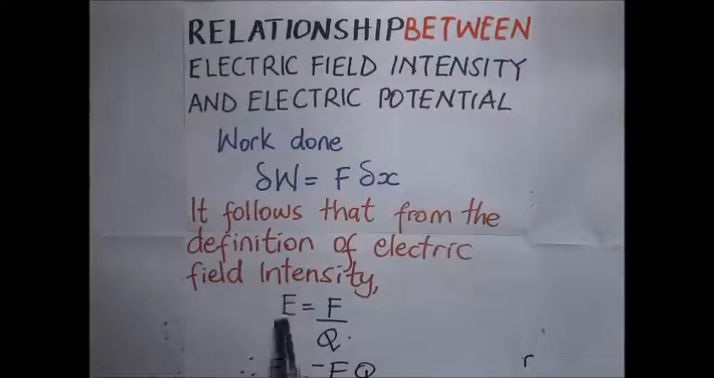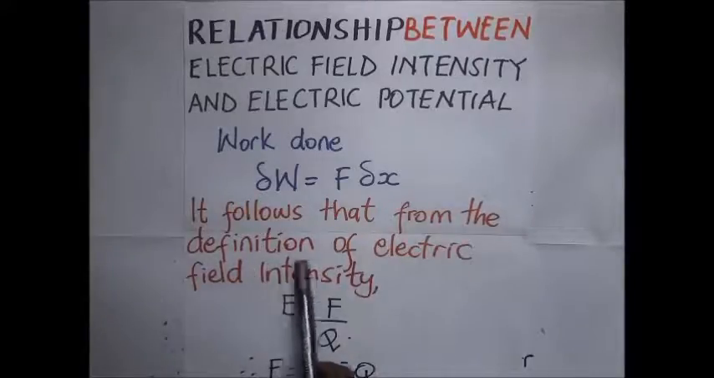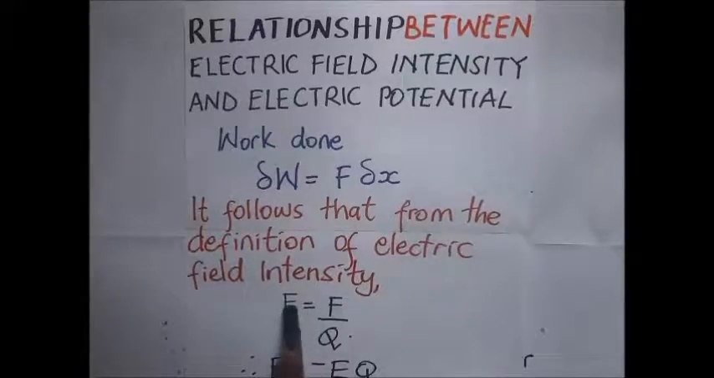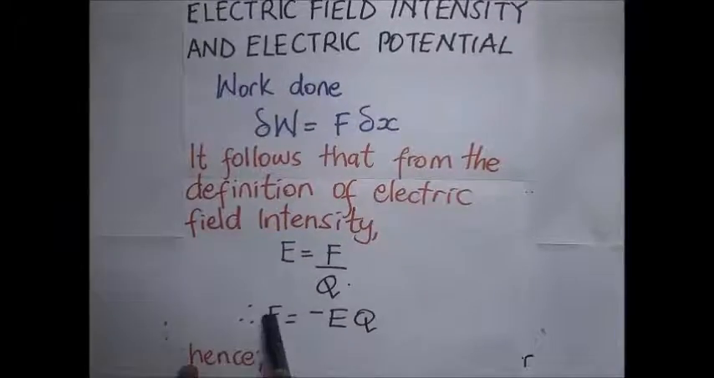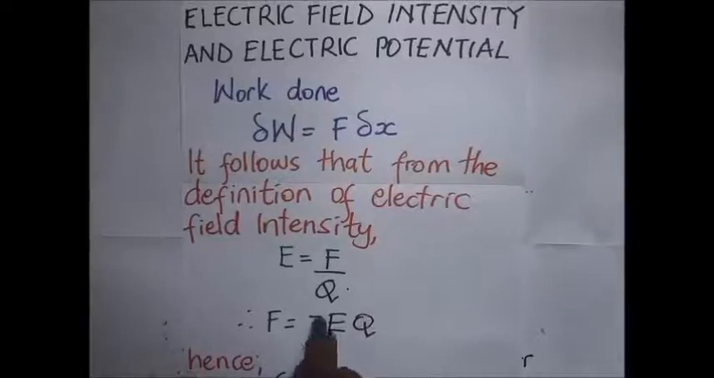Remember, we said that intensity is the force per unit charge in the field. So it follows that from the definition of electric field intensity, intensity E is the force per unit charge. And so if we make F the subject of the formula, F is going to be E times Q. And we said that the negative is there because the charge that is being moved is working against the repulsive forces of the other point charges.